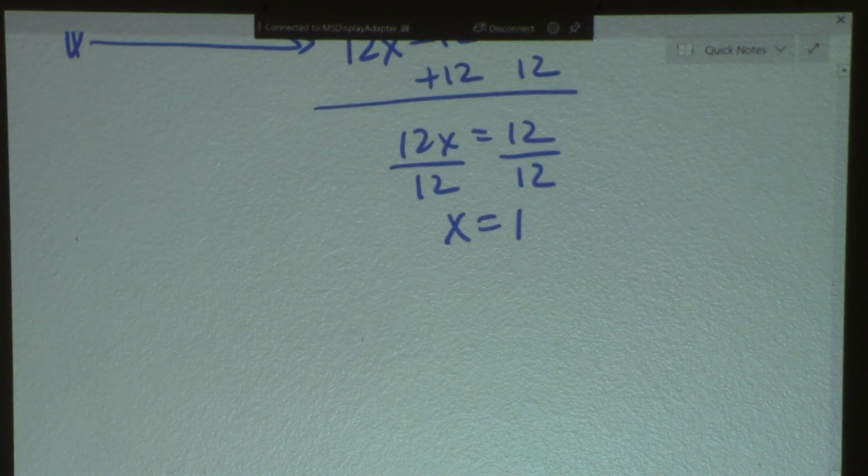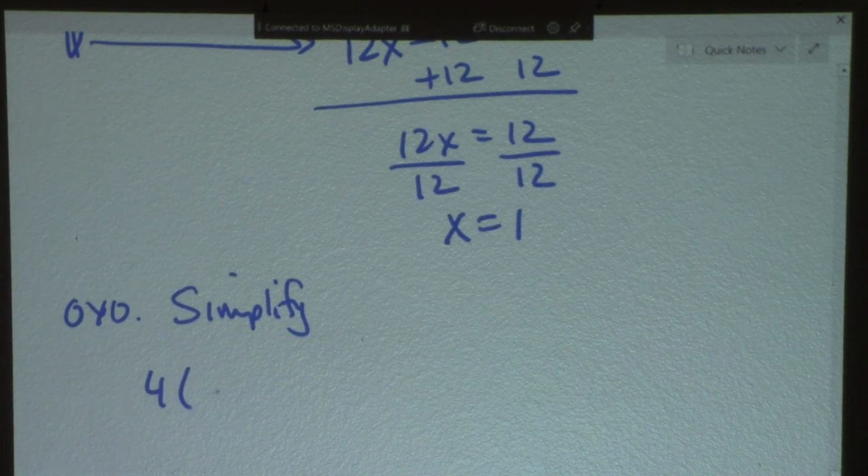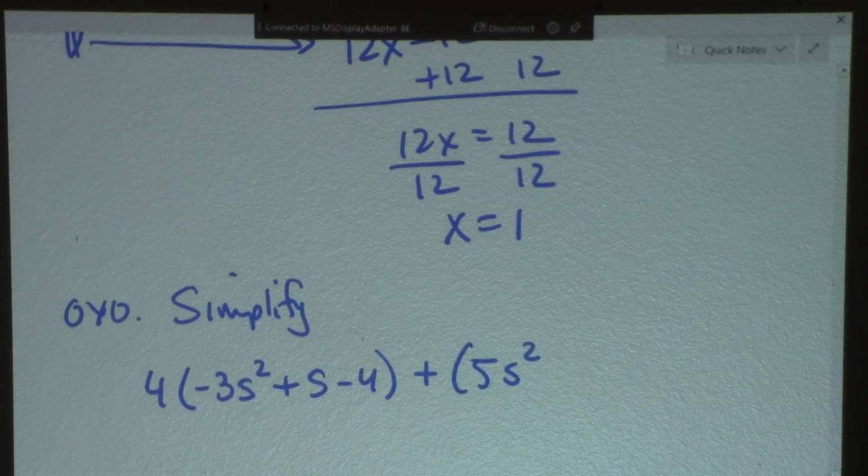All right, I'm going to give you one on your own, and it is simplify 4 times negative 3s squared plus s minus 4, and then I'm going to add all of these things to it: 5s squared plus s plus 7. Okay, go ahead and pause the video, and we will go over it in just a few minutes.